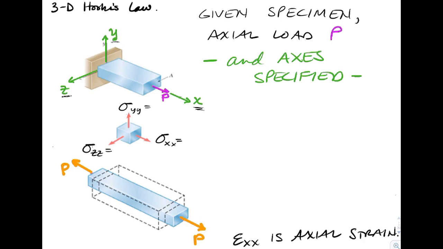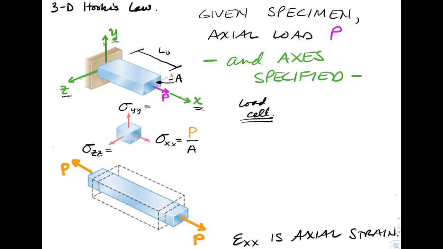So the specimen has some initial length. We use L naught, right? It's got some cross-sectional area. That's an A sitting there. And so this specimen with the axes specified has an initial state of stress in the X direction. It's going to be P over A, where the internal axial force is going to be equal to the applied external load. All right, and that may be measured by a load cell.